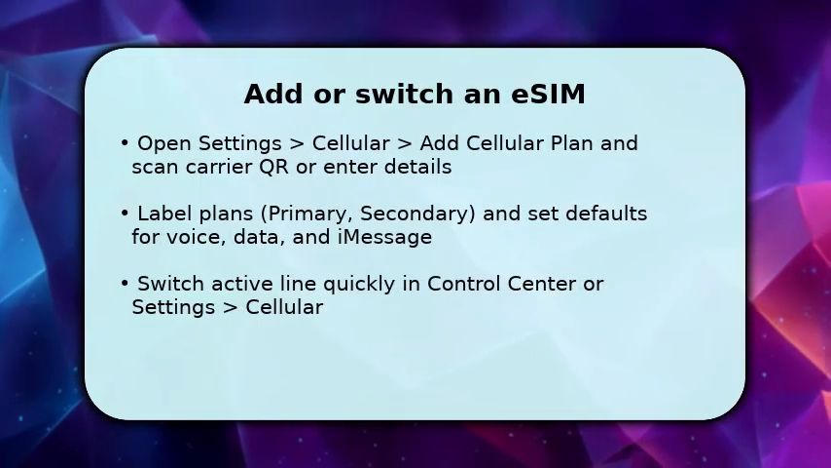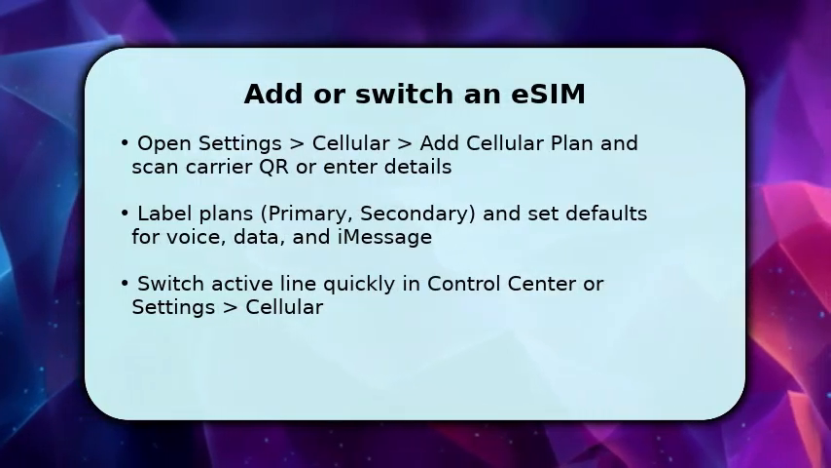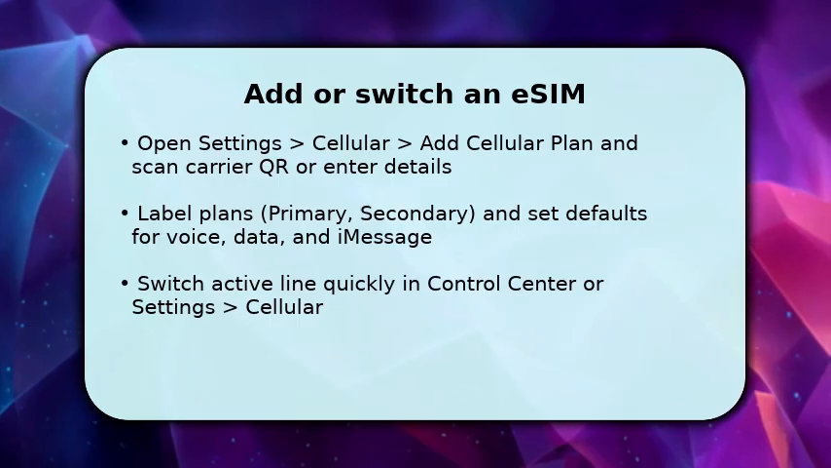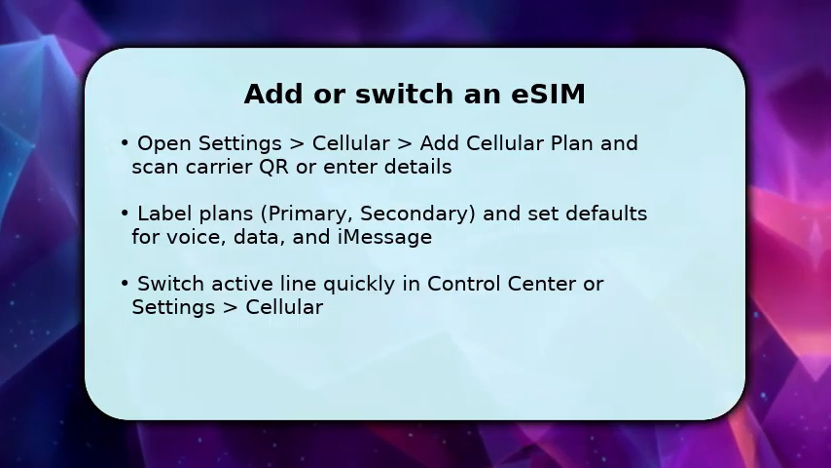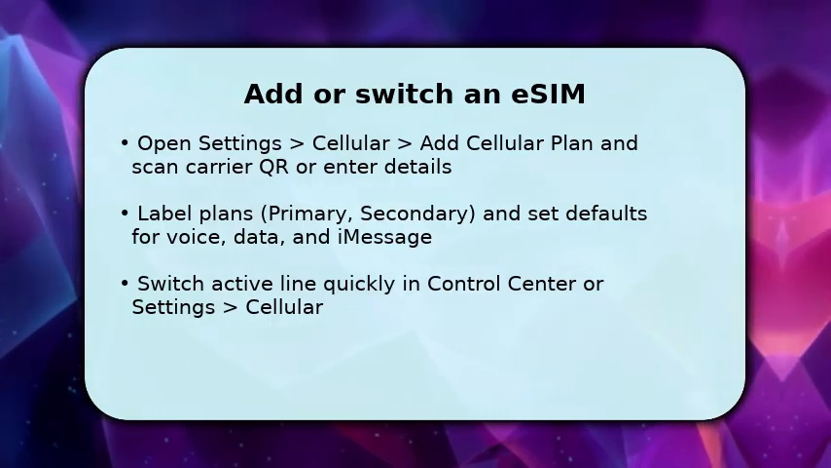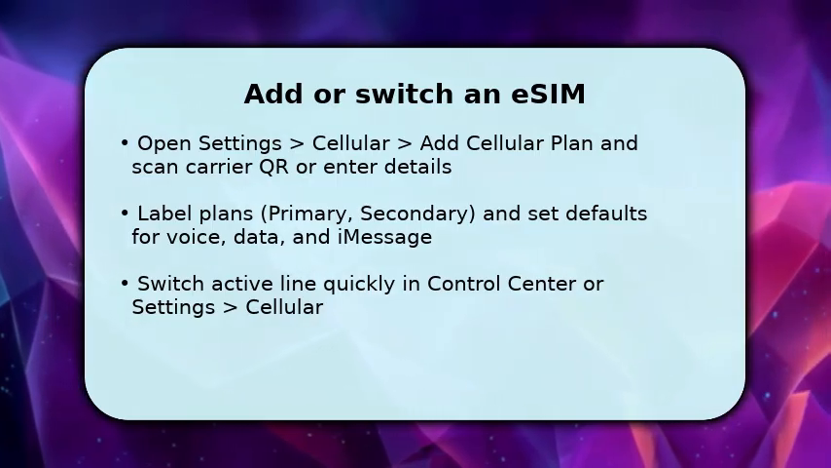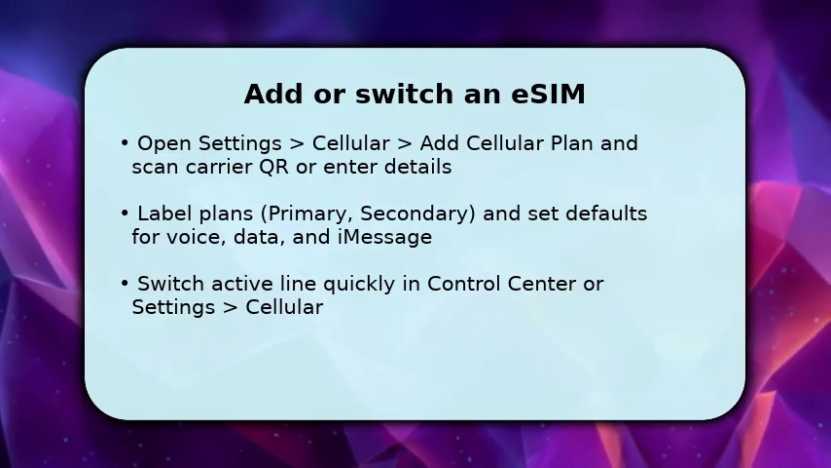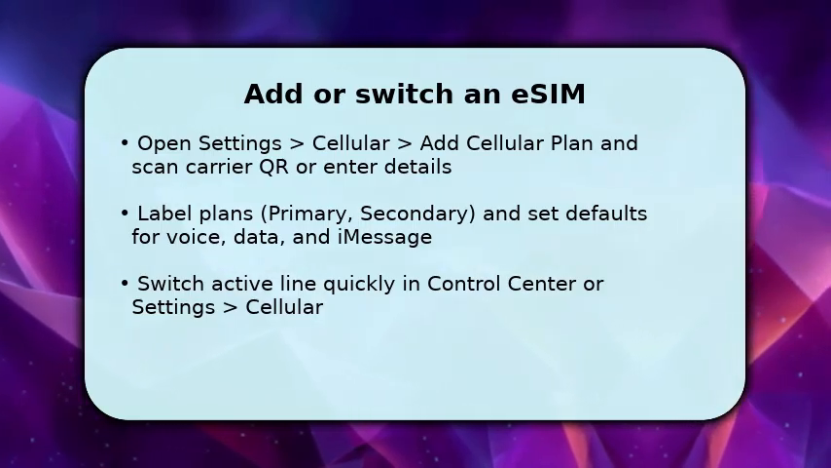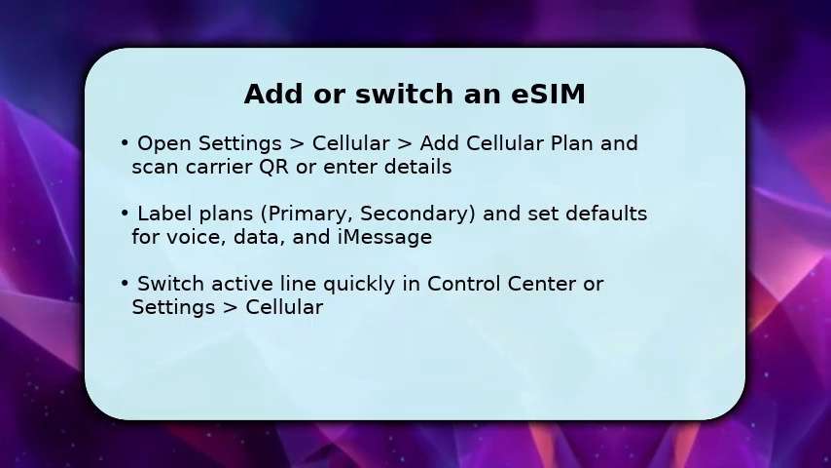You add the eSIM by going to Settings, Cellular, Add Cellular Plan, then scan the carrier QR or type the activation code. Follow carrier prompts to confirm. Once installed, label each plan so you recognize primary versus secondary, and assign default voice and mobile data roles. This matters because some apps and calls use the default line.